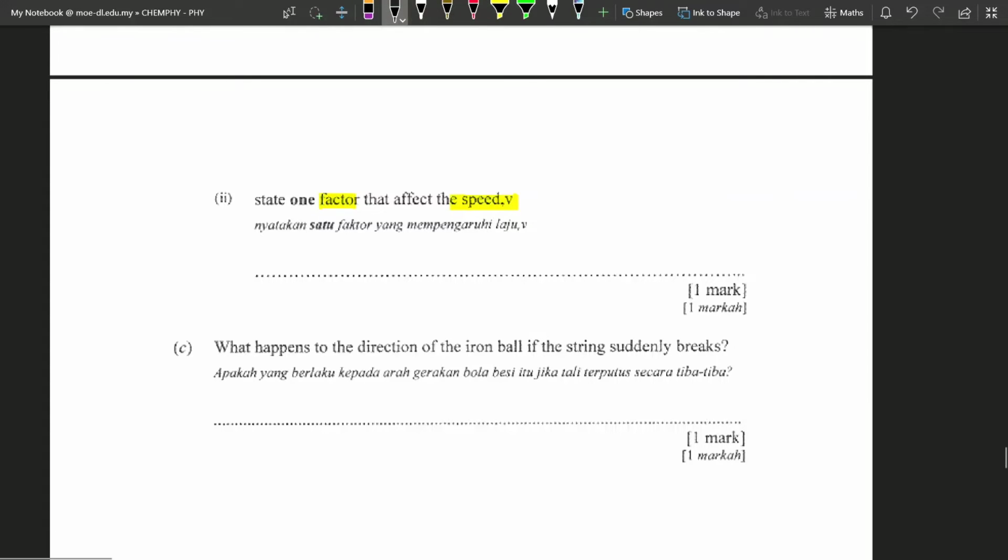So soalan B2, state one factor affecting the speed. So bola tu bergerak dalam keadaan membulat dengan satu hal laju, which is your V. So what is the factor affecting the speed? So using your common sense, you can use the mass of the iron ball. Okay, kalau your mass increase, your V will be slower. If your mass decrease, your V will be higher. It can move faster. Or other factor, you can also write the length of the string. Panjang tali, you punya radius. Kalau panjang tali tu pendek, so dia akan bergerak lagi lajulah, your V will increase.